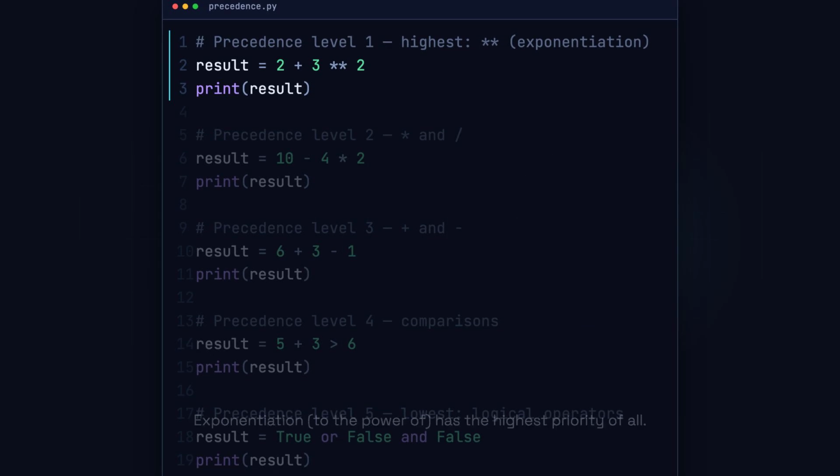The highest priority operator in Python is the double star, meaning to the power of. So in 2 plus 3 to the power of 2, Python calculates 3 squared first, giving 9, then adds 2 for a total of 11.